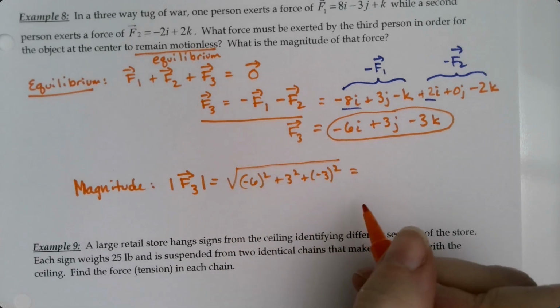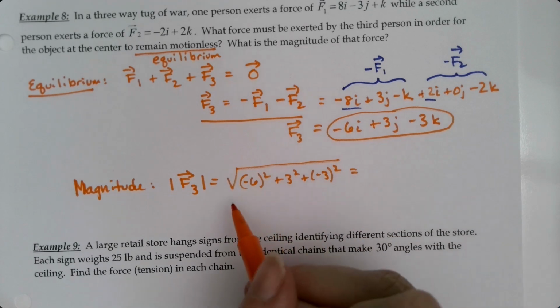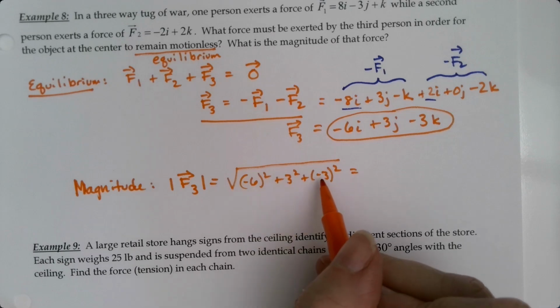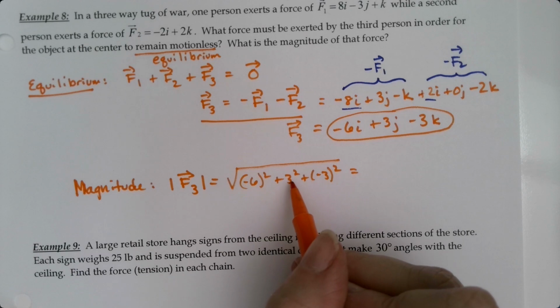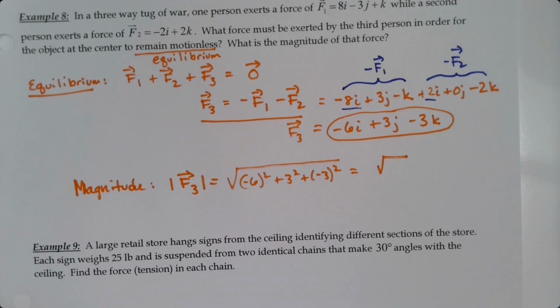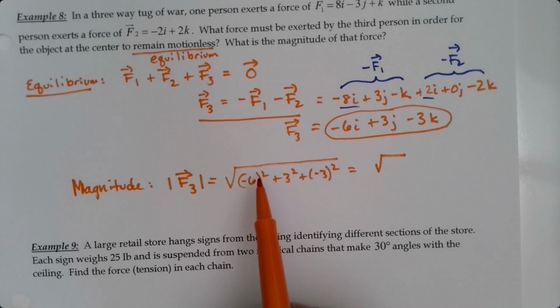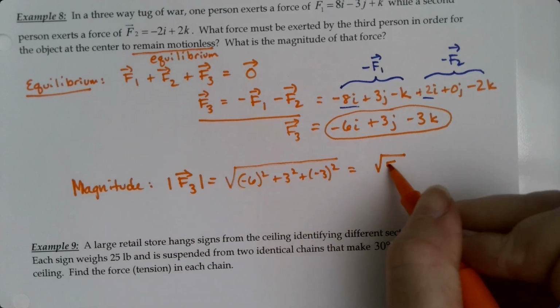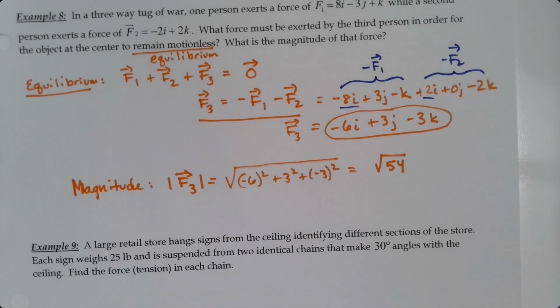Or if you like, you can just turn them all positive in your mind, right? So that is 36 plus 9 plus 9. So 36 plus 9 makes 55, sorry, 64. So this is the square root of 64. Wait, no, it's not. I'm adding wrong. 36 plus 9 makes 45. There we go. 45 plus 9 makes 54. Now we're getting there. Sorry, I felt like I was going crazy there for a second.